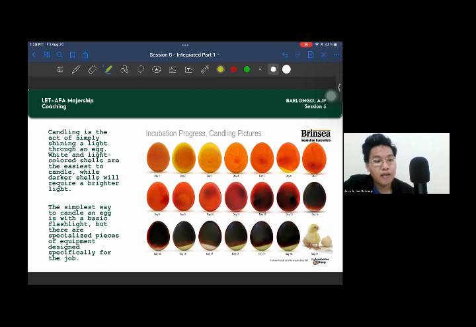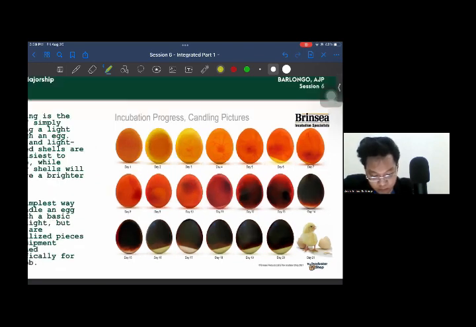Ayan. So, ang pinakasimple na pag-candle ng egg is flashlight. Pero of course, if you are in, for example, in the farm, for example, here in UPLB, when we are in our animal science class, meron silang specific na parang platform, tas may ilaw sila doon, tas ilalagay namin yung egg doon. So, meron mga ganong klaseng equipment na designed for candling. So, ganito yung incubation process.